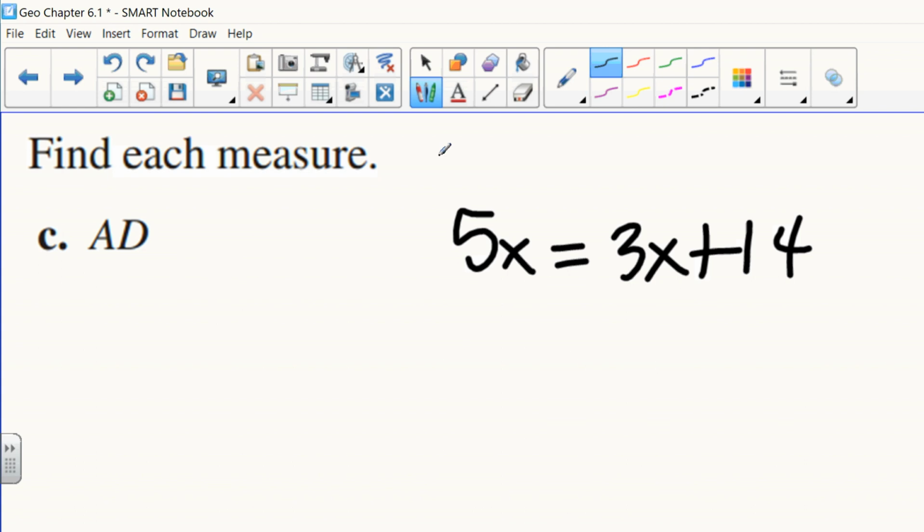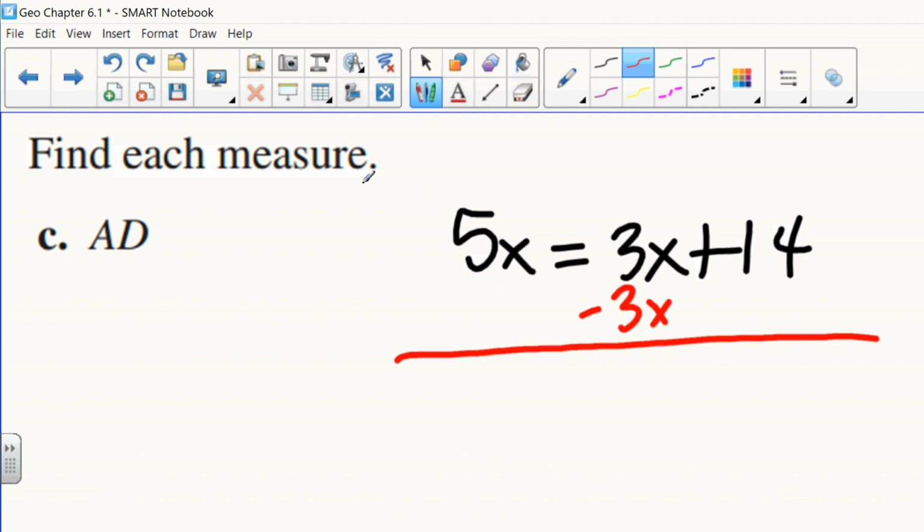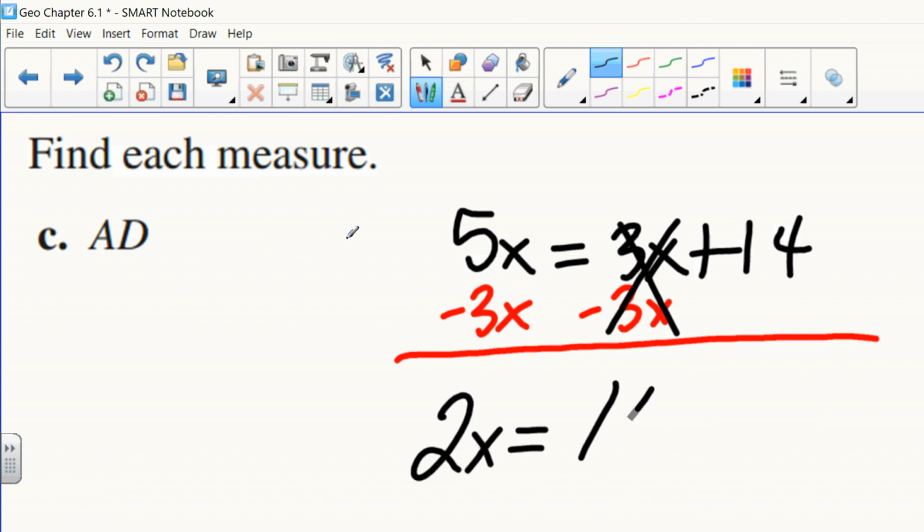So once we set them equal, we can solve for the value of x. I would subtract 3x from both sides first, because on one side we have 3x and 14, on the other we just have 5x. So it's going to be easier to solve this if we move all the x's to one side first. Here the 3x and 3x will cancel, and 5x minus 3x would be 2x is equal to 14.